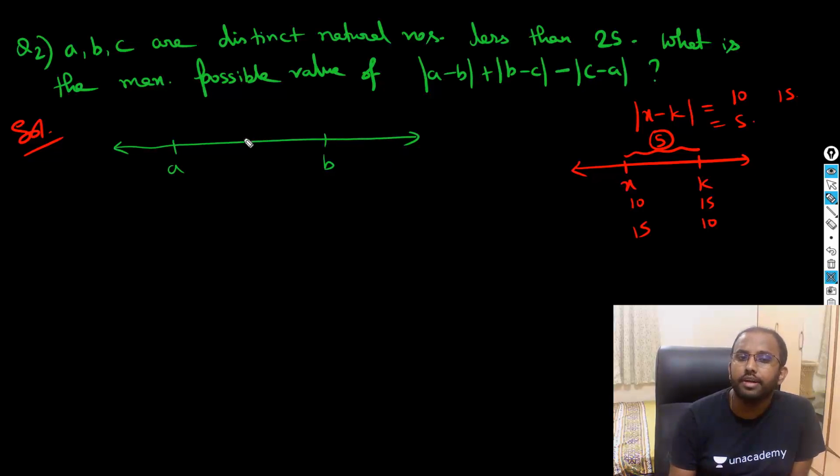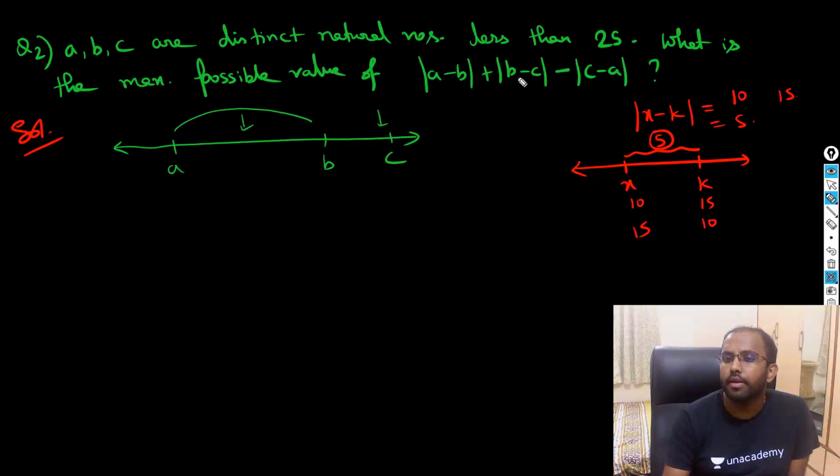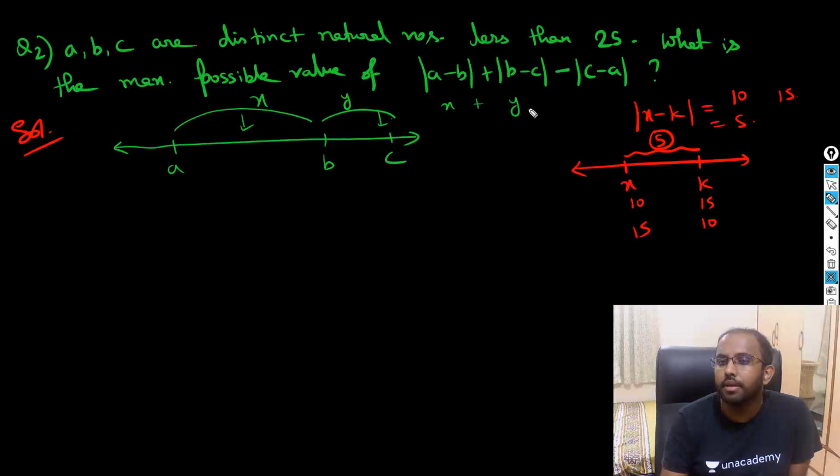So I can place C anywhere, right? I can place C in the middle, or I can place C on the right side. For example, if I put C here, what will happen? Mod of A minus B is this distance. Mod of B minus C is this distance, so plus sign. Let's say this distance is x and this distance is y. So till now it is x plus y. And then minus mod of C minus A, which means the distance between C and A, that is basically minus of x plus y. So it will become 0. So it won't give me the maximum value. I wanted the maximum possible value.